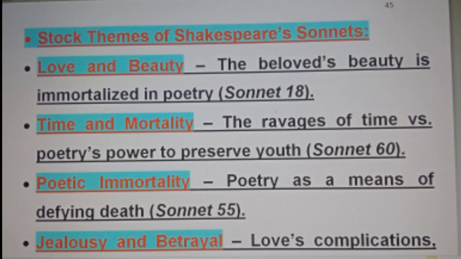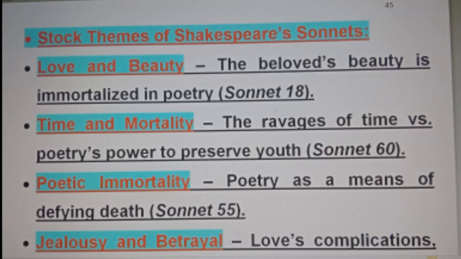Now let's talk about the stock themes of Shakespearean sonnets. Love and beauty: the beloved's beauty is immortalized in poetry, as seen in sonnet number 18. Time and immortality: the ravages of time versus poetry's power to preserve youth, as seen in sonnet number 60. Poetic immortality: poetry as a means of defying death, as seen in sonnet number 55.